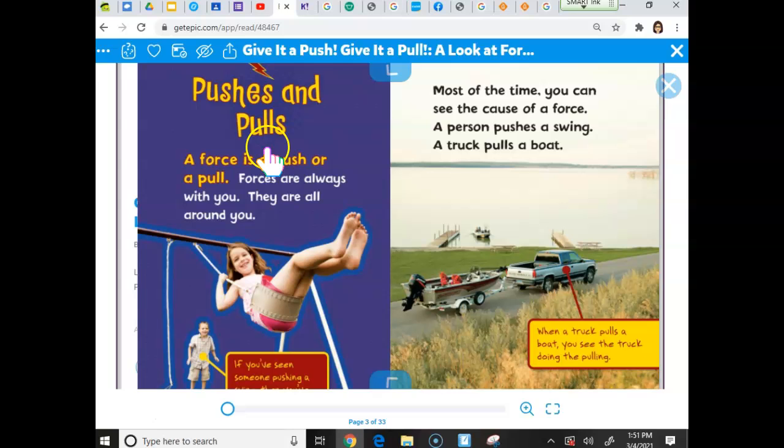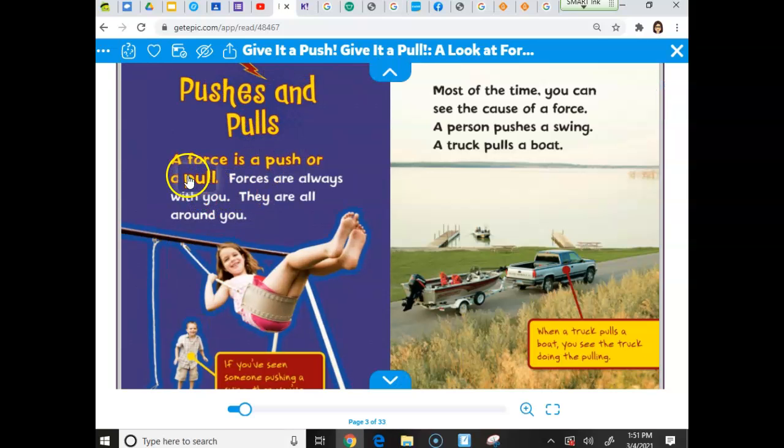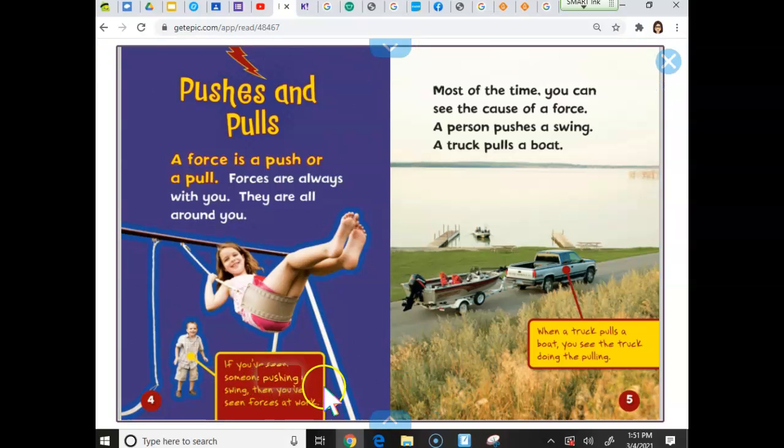Pushes and pulls. A force is a push or a pull. Forces are always with you. They are all around you. If you've seen someone pushing a swing, then you've seen forces at work.